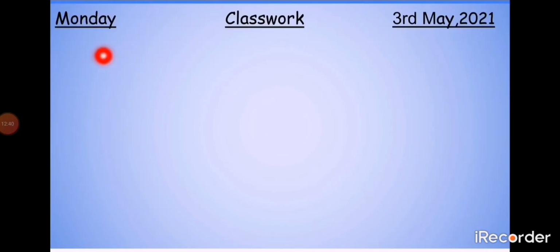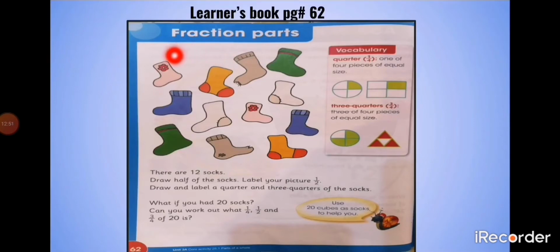Now your day and date slide. Monday on the extreme left top, in the center classwork, on the extreme right top, you will write 3rd May, 2021. This is your today's day and date, and write your day and date on learner's book page number 62 here. Fraction parts is the topic.